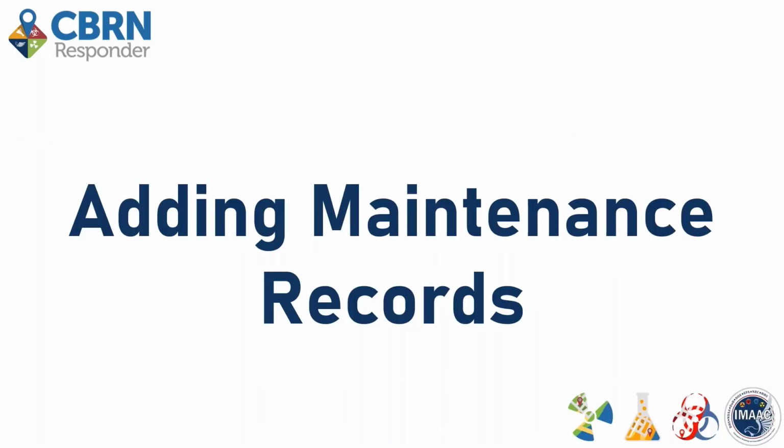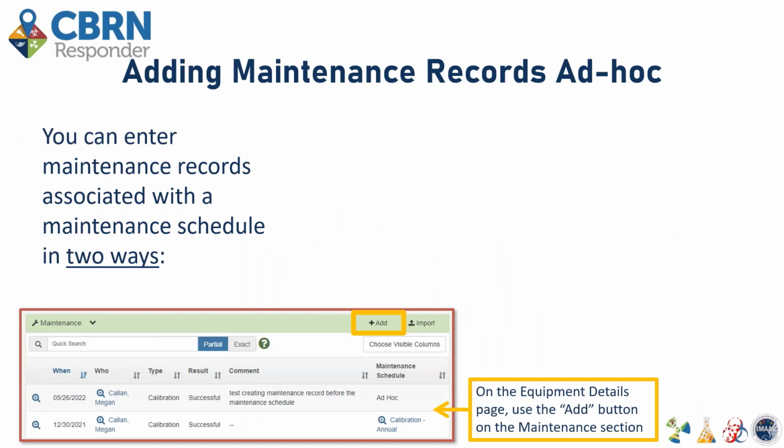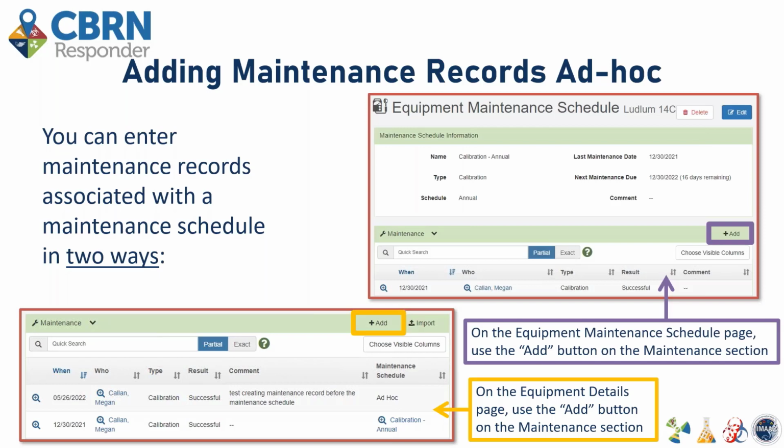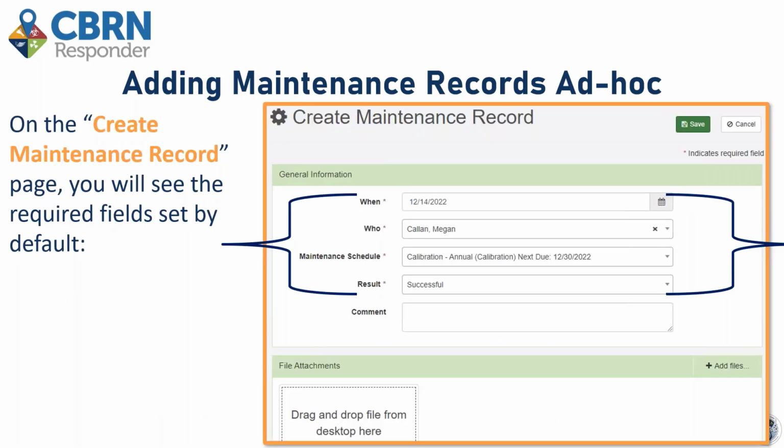So switching gears to now the actual maintenance records. You can enter these maintenance records in two different ways. So the first being adding it through the maintenance section, or if you're viewing a maintenance schedule, you can add it from that page as well. So both of the record forms are going to look very similar.